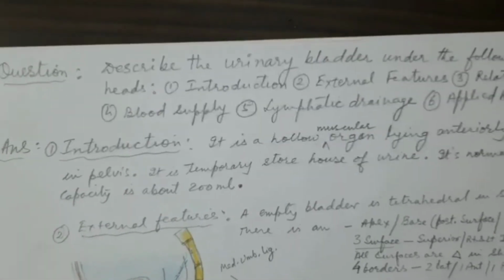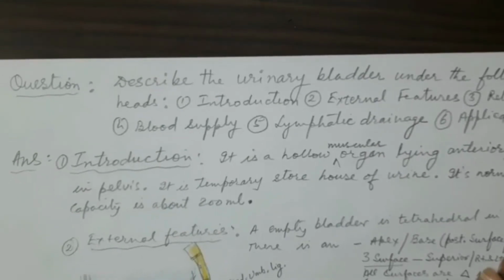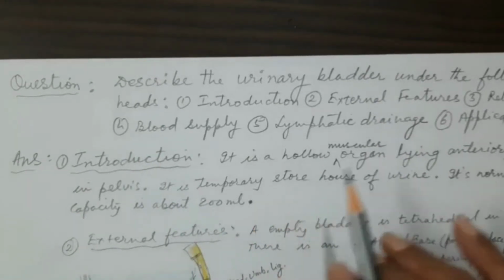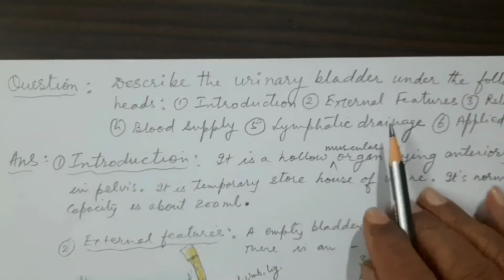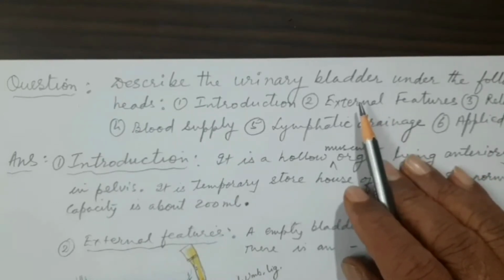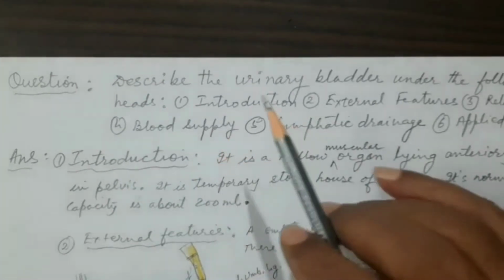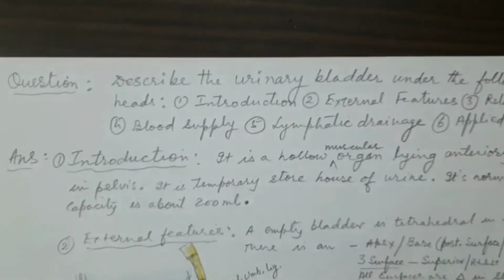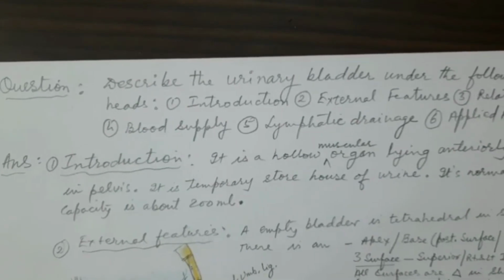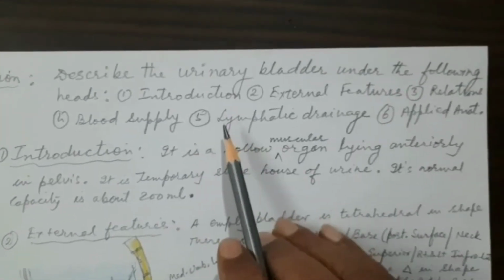Students, now we are on a very important long question, and this reads like this: describe the urinary bladder. So we are in the pelvic cavity, the lesser pelvis, and dealing with the viscera of the lesser pelvis. This question is like this: describe the urinary bladder under the following heads. Okay, introduction of the urinary bladder.